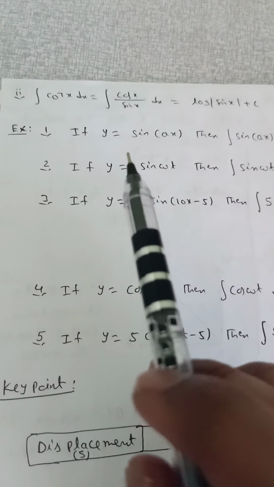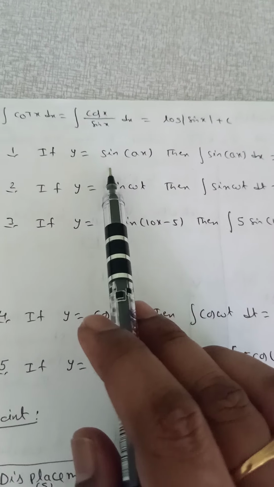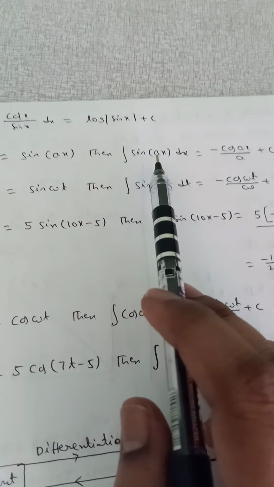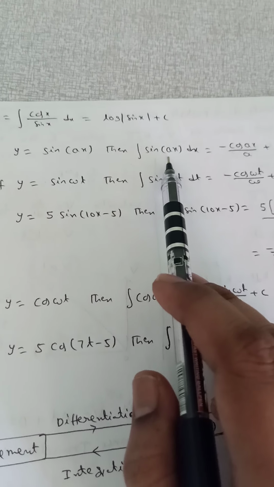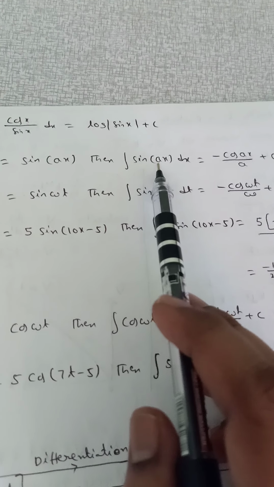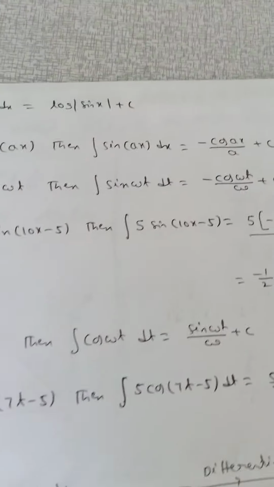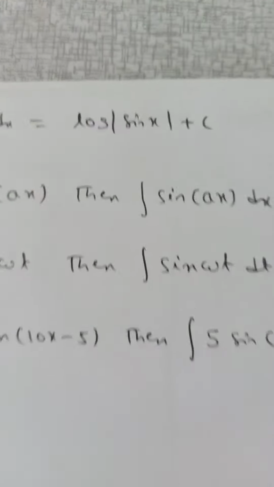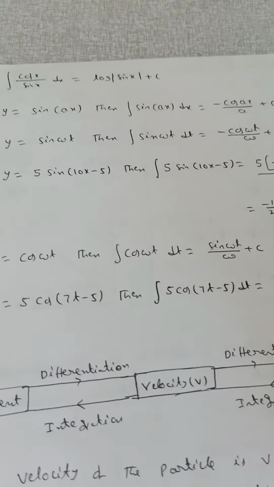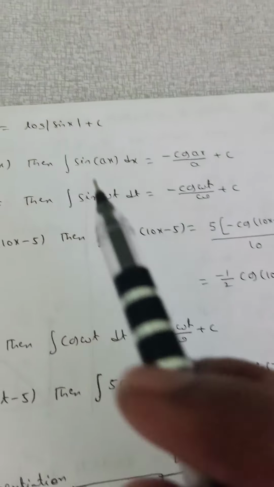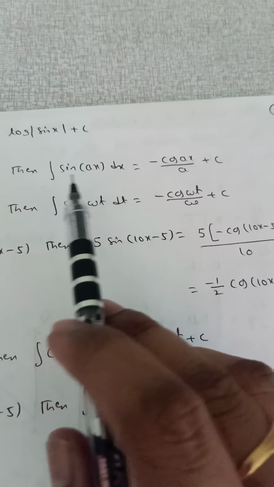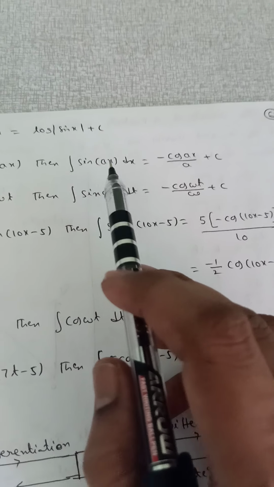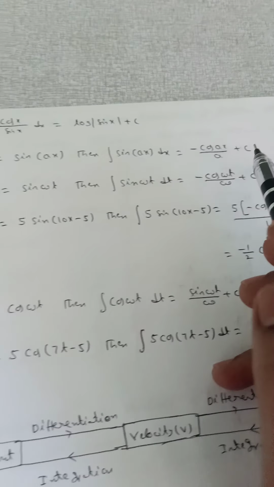Some examples. If y is equal to sin ax, that means integral sin ax dx. Sin ax integration, generally sin x integration is minus cos x. But ax is a function of x, so we divide by the derivative of ax. Sin ax integration is minus cos ax, with the derivative a in the denominator, plus c.